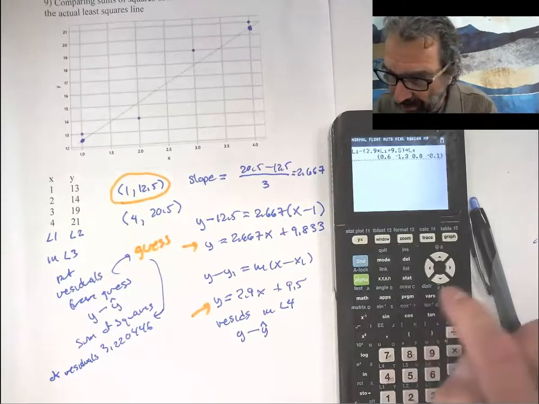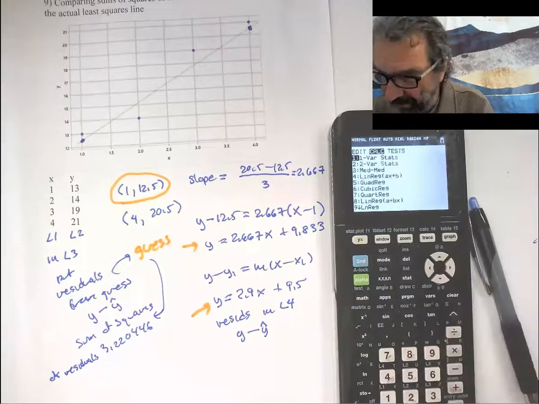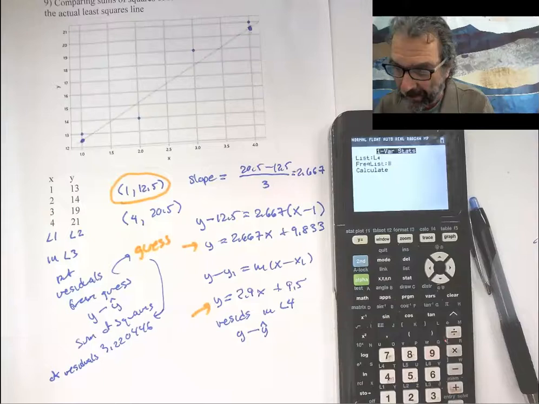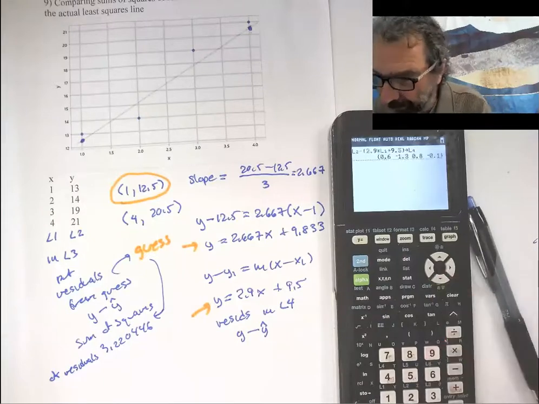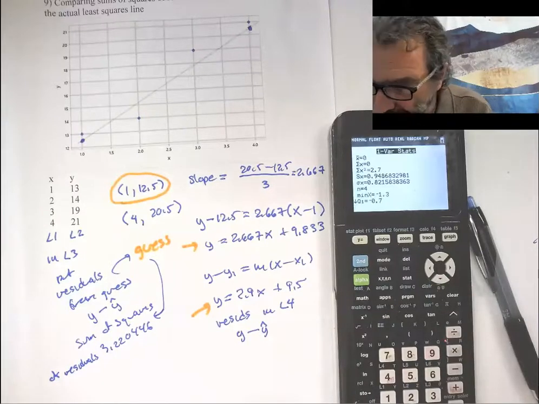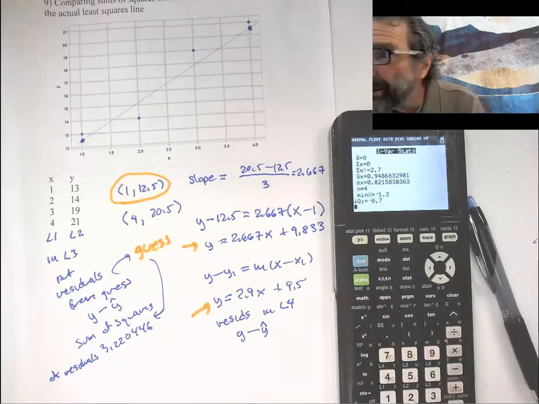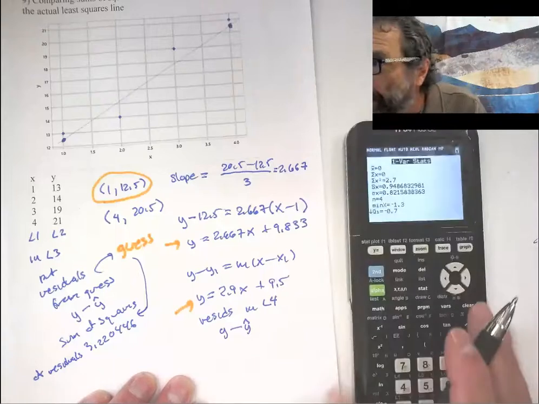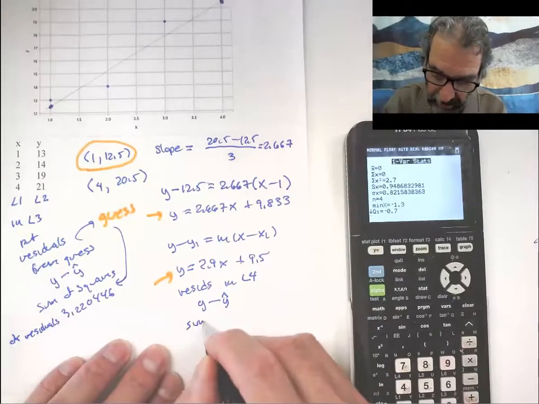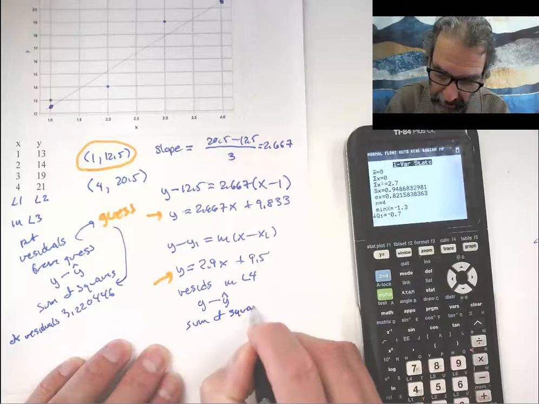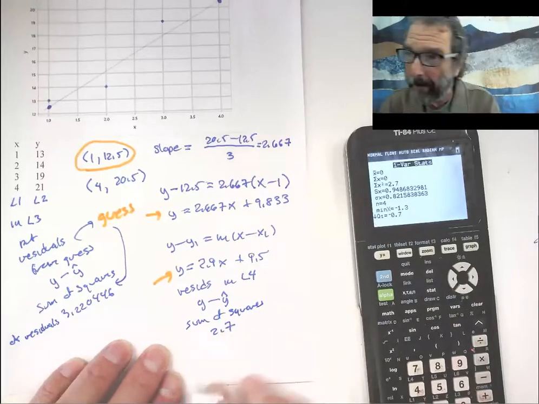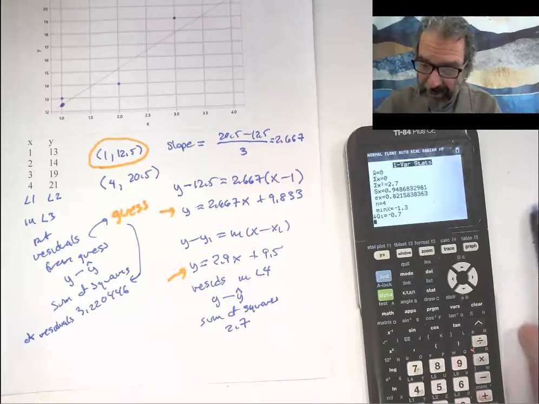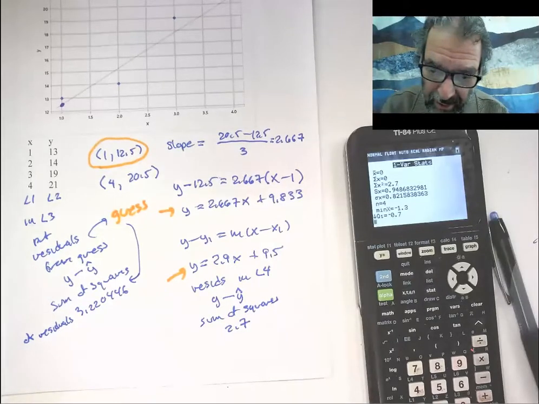And then we'll go stat, calc, 1 variable. And then I'll put list 4 in there. Go down. And now we see the sum of the squares is 2.7. You with me? Yeah, 2.7. Sum of squares, 2.7. So that's just an example of how the least squares line does a better job than you would think of fitting the data.